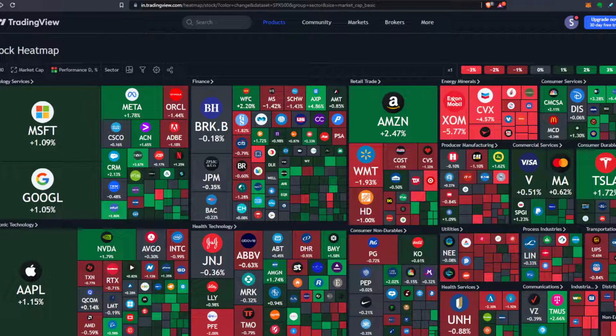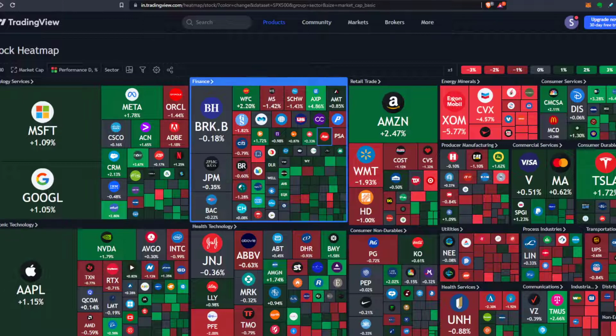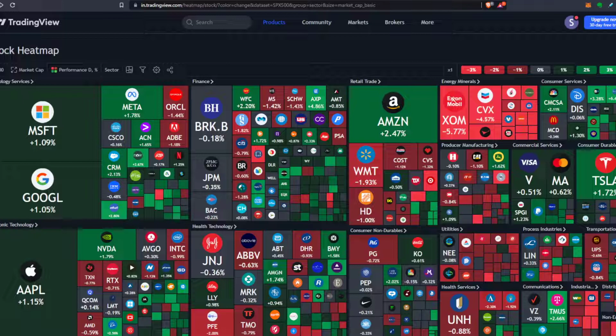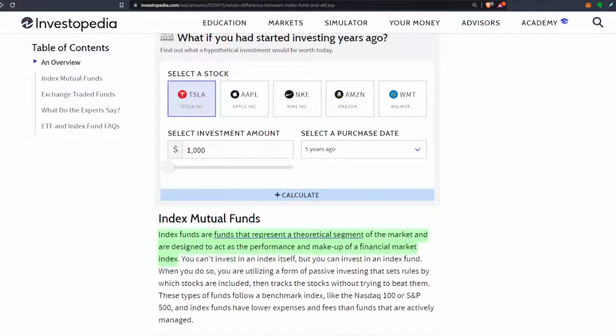Welcome to Crypt-Economy, and today we are looking at index funds and ETFs, and probably even how you can think about navigating bear markets and recessions with the help of index funds as well as ETFs. So let's look at the difference first.